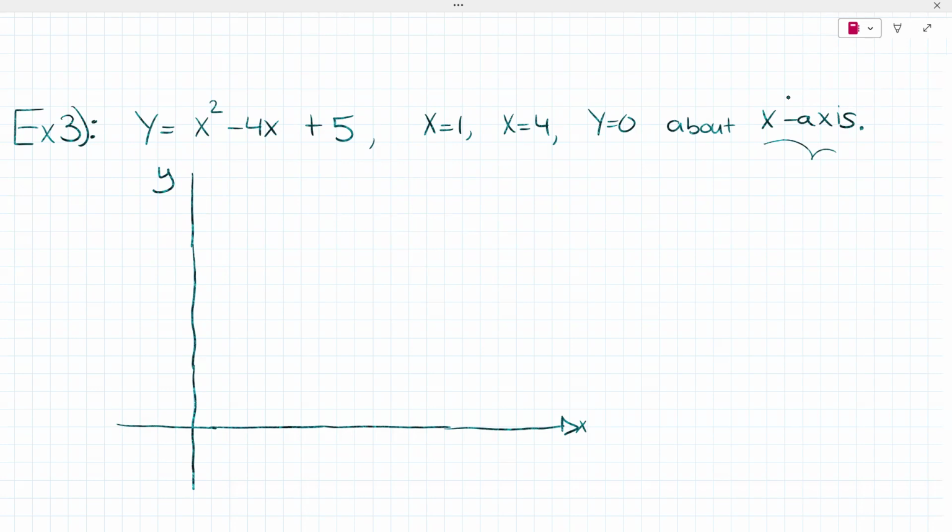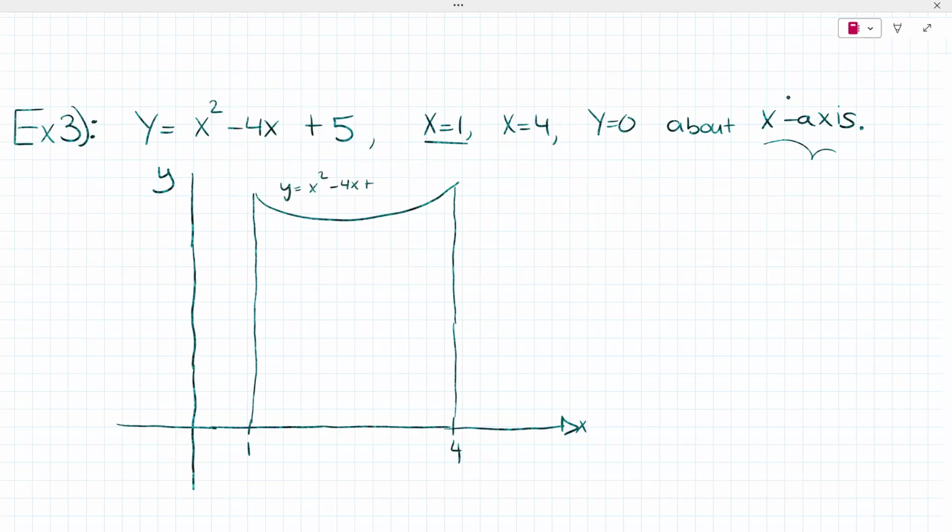So let's kind of draw what we need. X squared minus 4x plus 5, let's start with the easier ones. X equals 1, I know what that looks like. That's a vertical line. What does x equals 4 look like? It would look like this. And then this is y equals x squared minus 4x plus 5. That's a polynomial. It's a U-shaped parabola, so it might look something like this, right? So this curve is y equals x squared minus 4x plus 5.